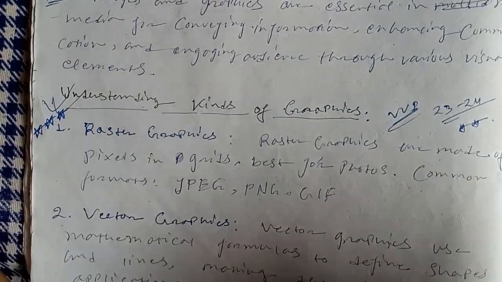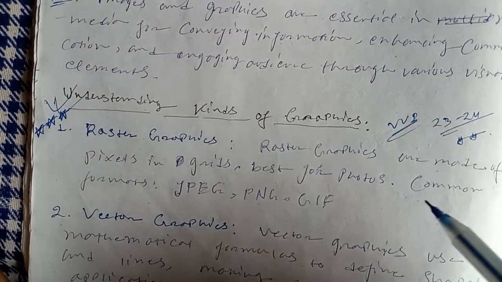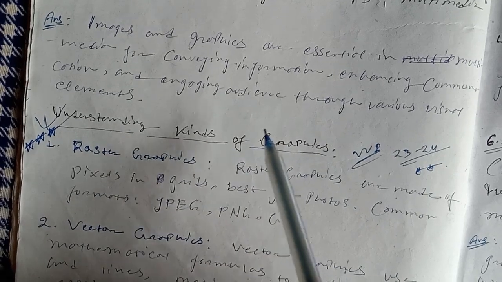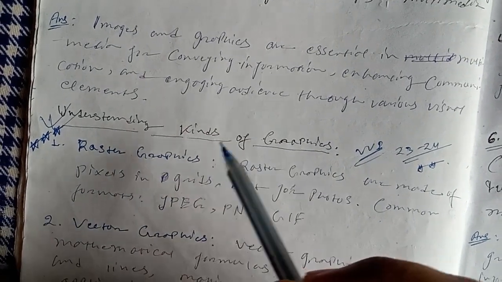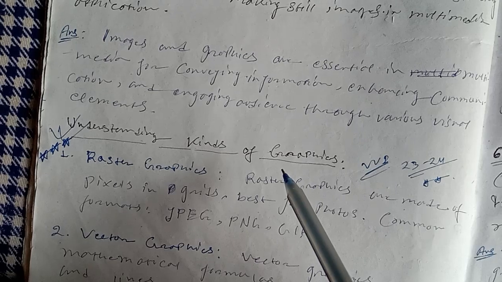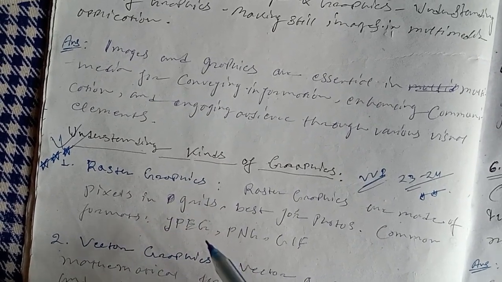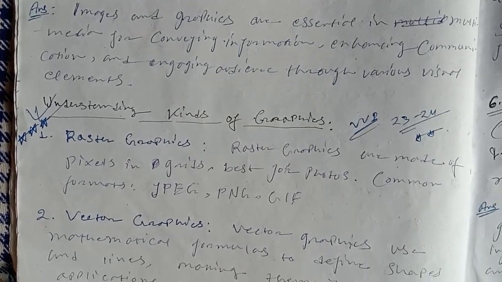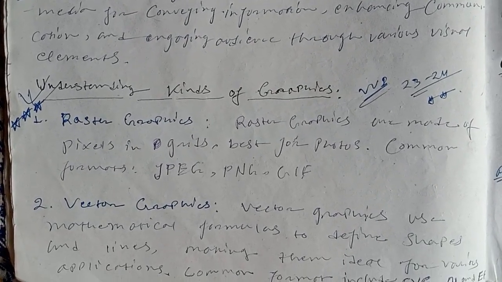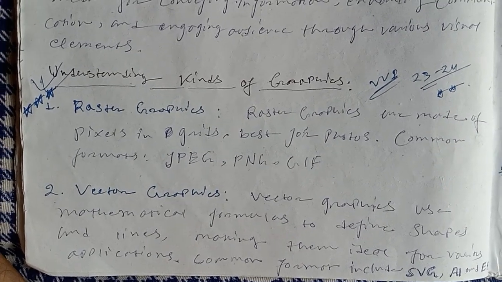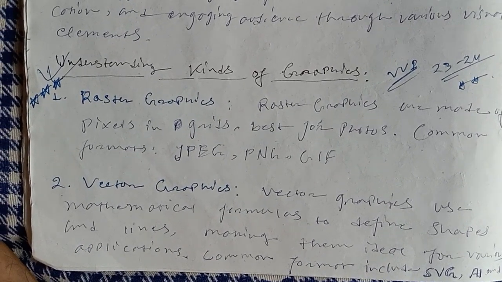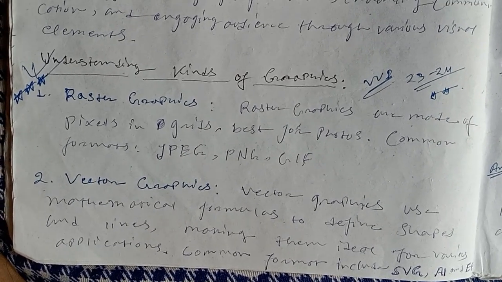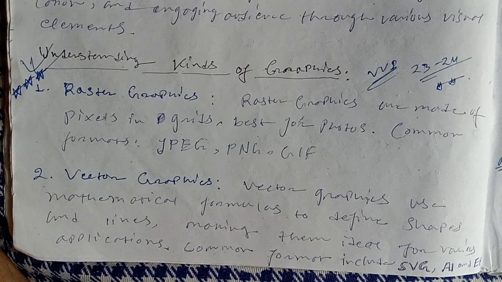So, understanding kinds of graphics, we have raster images, vector images, and 3D graphics. The first one is raster graphics. Raster graphics are made of pixels in a grid, used for photos, with common formats JPEG, PNG, and GIF. Then we have vector graphics. Vector graphics are mathematical formulas that define shapes and lines, making them ideal for various applications.